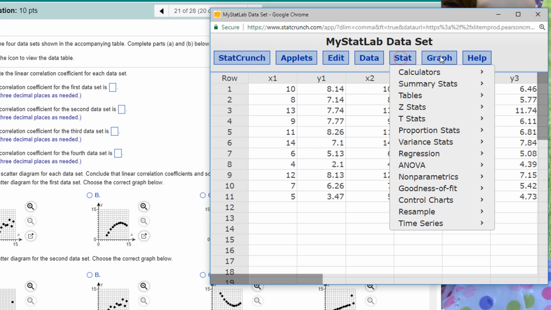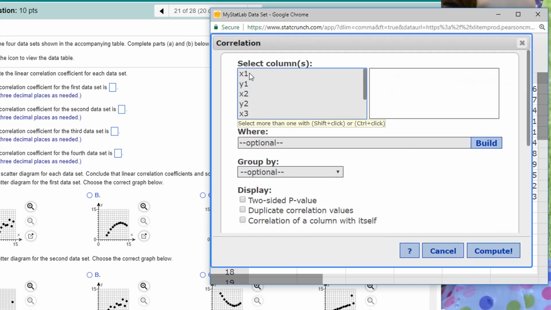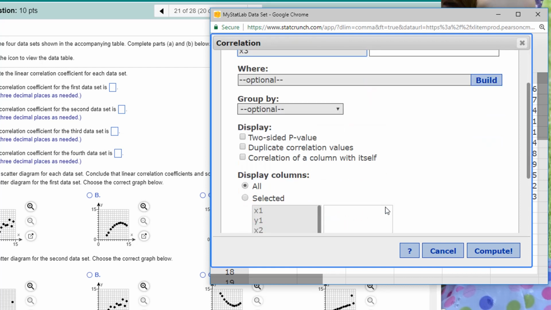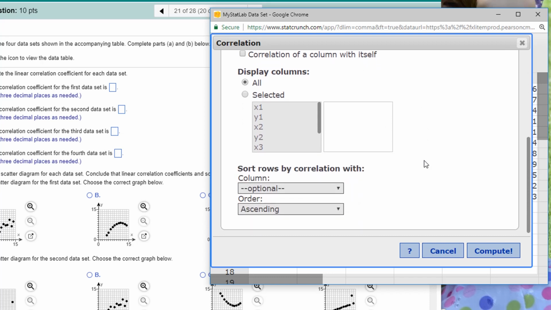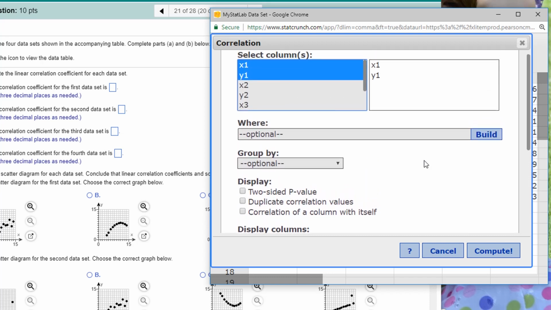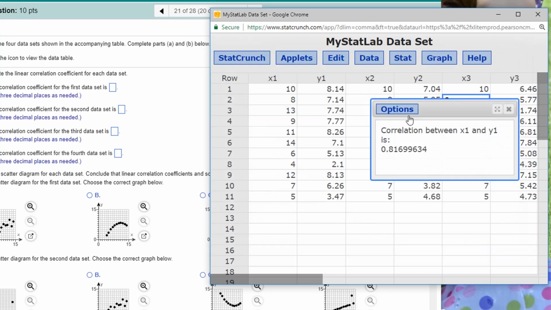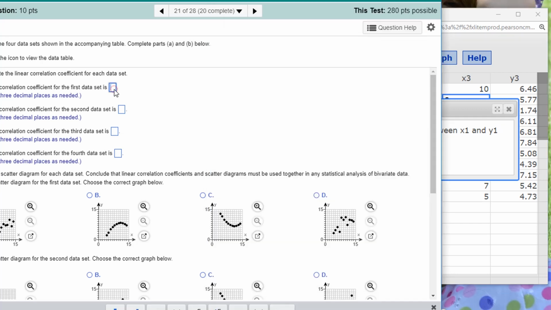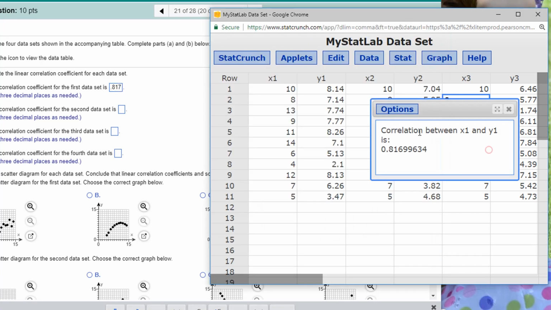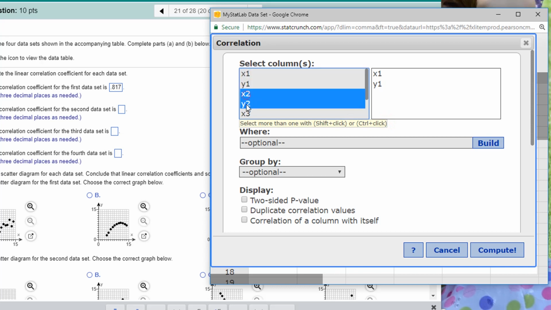Under graph, I'm trying to think if there's a faster way to do it. I'm just going to do it this way. There are other ways to do it. Let's do summary stat of correlation. I'm going to pick x1, y1, and see if there are other options. Nope, no other options. Compute. The first correlation coefficient, let's just do them one by one. Linear correlation coefficient, we're doing 3 decimal places. Okay, 3 decimal places, 0.816 has to round up to 0.817.